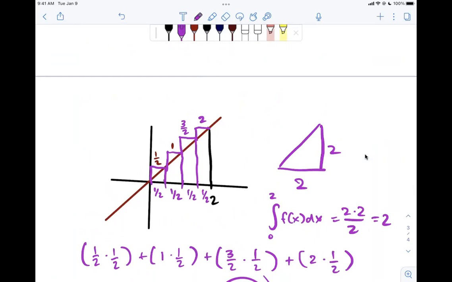So that fell between the left sum and the right sum, which is not surprising because with an increasing function, the left sum will always be a lower approximation and the right sum will be an upper approximation. If the function is decreasing, that switches. The left sum will be an upper approximation and the right sum will be a lower approximation.